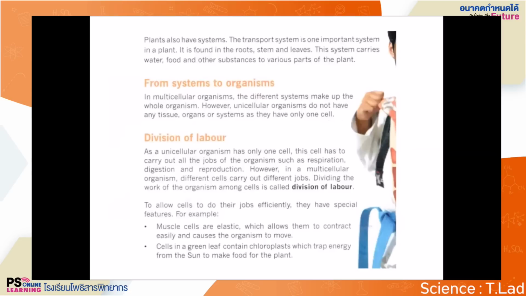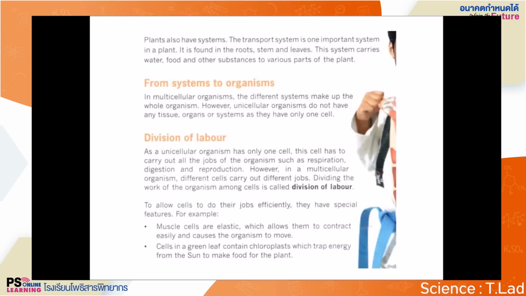So from system to organism. In multicellular organisms, the different systems make up the whole organism. However, unicellular organisms do not have any tissue, organs, or systems, as they have only one cell. Meaning all the jobs are carried out by a cell in a unicellular organism.